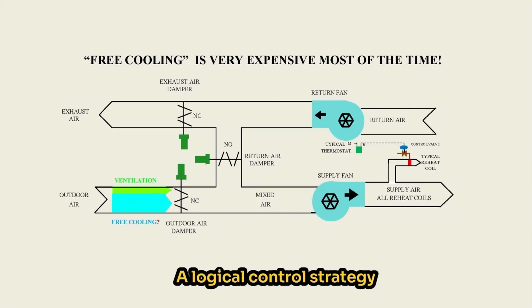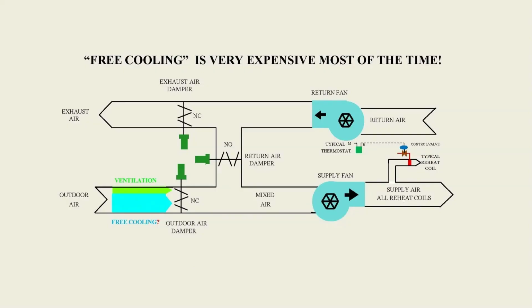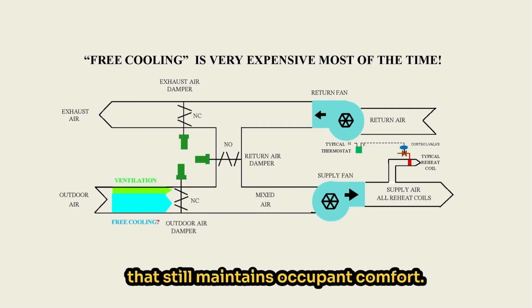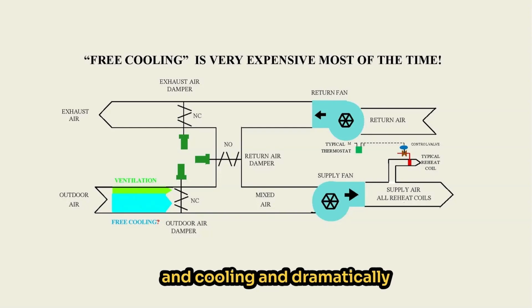A logical control strategy takes a different approach. It allows the zone with the greatest cooling demand to determine the amount of cooling required, and only after that zone has fully shut off its local heating device. The mixed air temperature is then allowed to reduce naturally to the least cool value that still maintains occupant comfort. This minimizes simultaneous heating and cooling and dramatically reduces energy consumption.